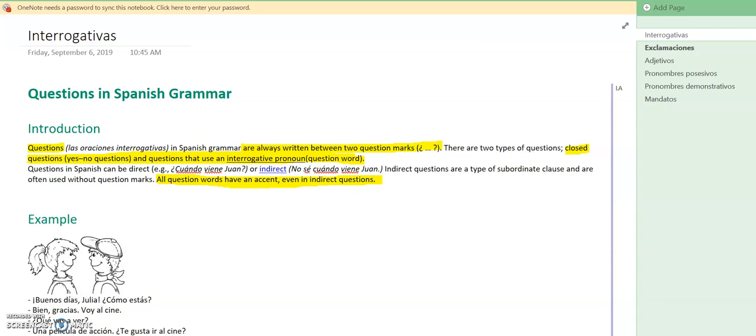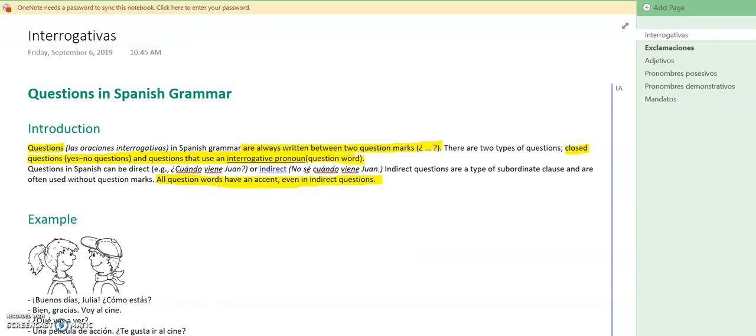I'm actually going to do the grammar for this in English because it will make more sense. So in chapter 1, these are the things that we are going to talk about. We're going to talk about interrogative words, which are just a fancy way of saying question words, exclamations, adjectives, possessive pronouns, demonstrative pronouns, and mandatos, which are commands. So those are the themes for chapter 1.